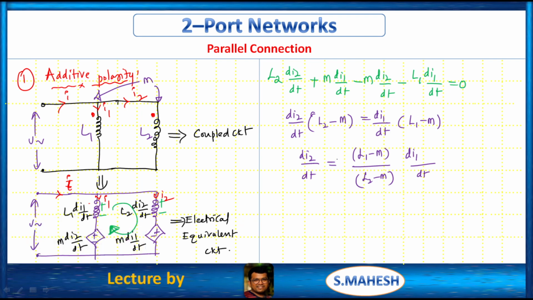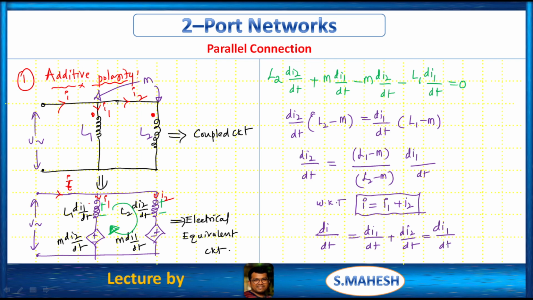Okay, we know that I is equal to I1 plus I2. From this, di by dt is equal to what? di1 by dt plus di2 by dt. So from this we can take di1 by dt common, 1 plus what we have? di2 by dt by di1 by dt, right? From this we are having like this.